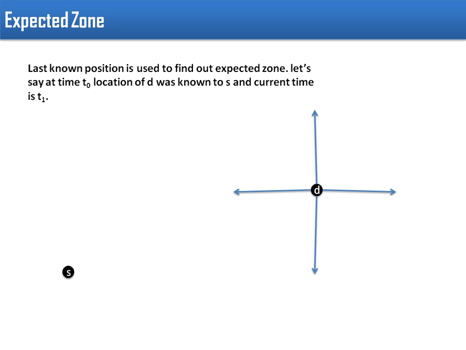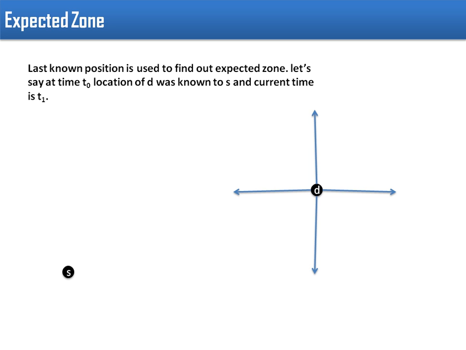So we consider D moving with average speed V. After time T0, the total time spent is T1 minus T0. The speed is V, so we can consider that node D will move a distance of V multiplied by T1 minus T0. Distance can be calculated by multiplying speed with time.